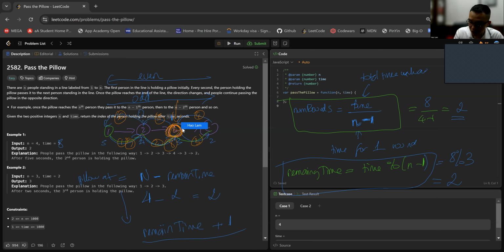Because the number of rounds is even, we can just return the remaining time, which is 2 plus 1. This will give us where the pillow is, the index of the person that is holding the pillow.